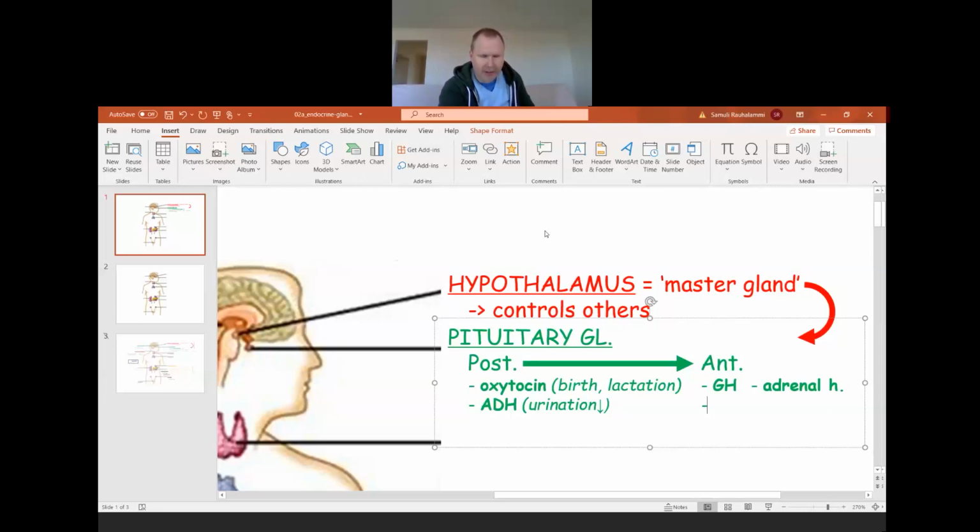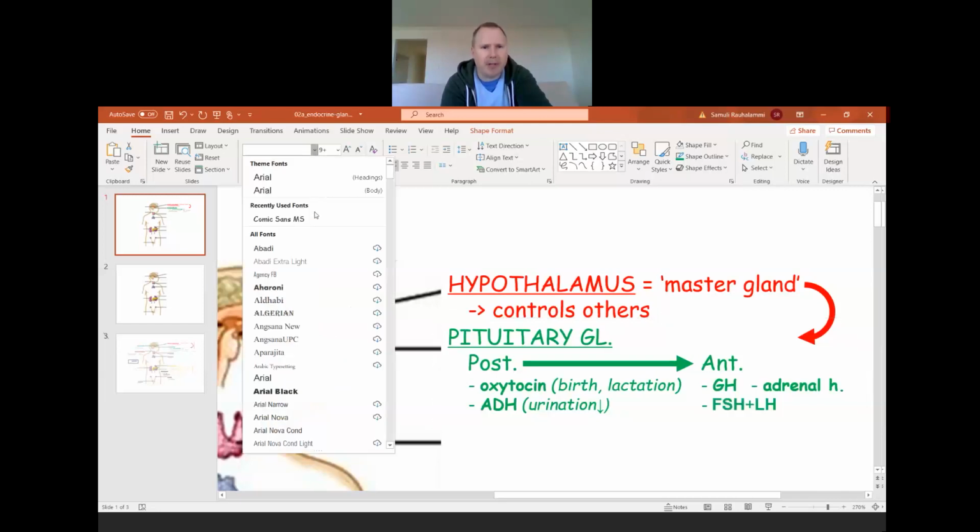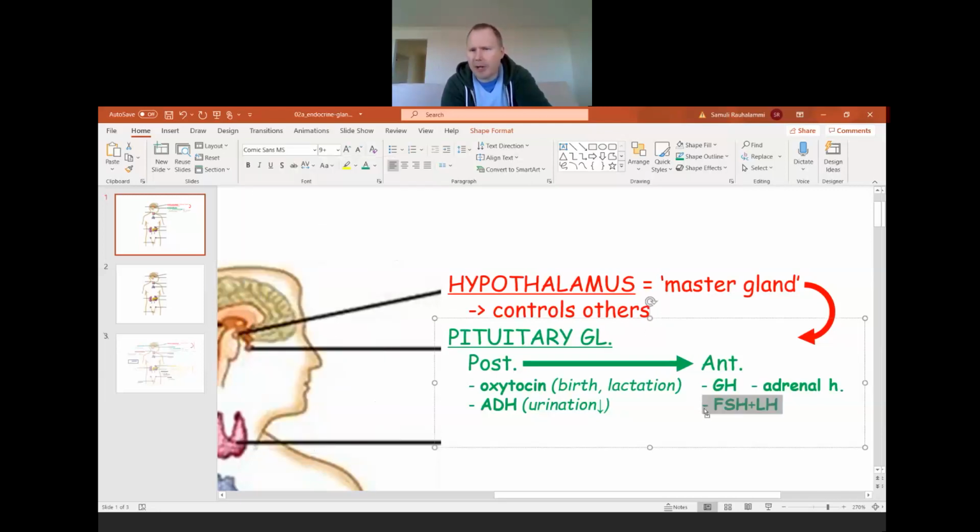Two other hormones that we need to know from the anterior pituitary are going to be our FSH and LH. And these will become very familiar when we have a look at the reproductive systems. So even if they sound kind of vague now, we will come back to them at the very end of our course. So FSH stands for follicle stimulating hormone.